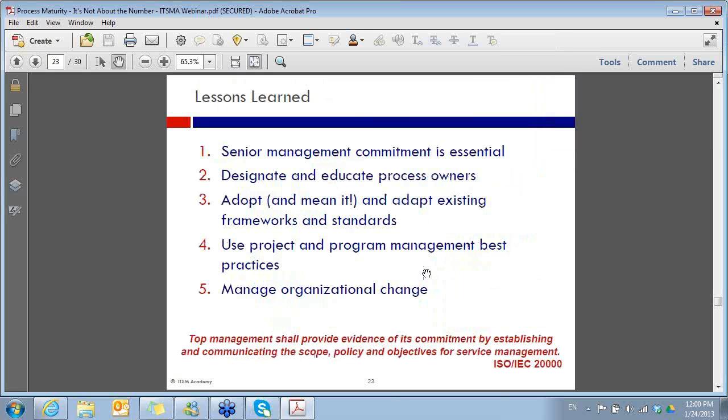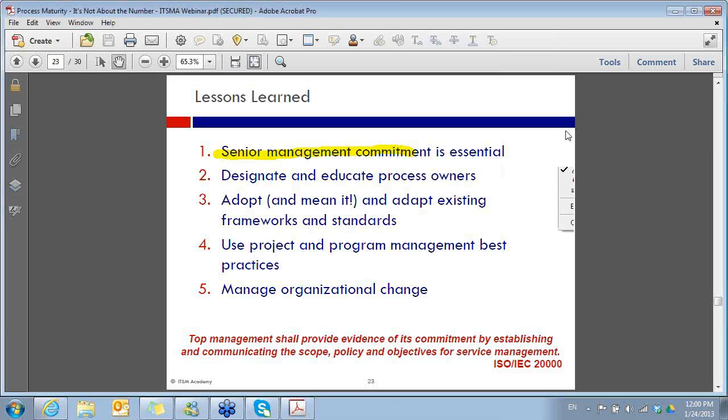So what are some lessons learned with process design and improvement? First of all, senior management commitment is essential. That's not to say you can't have some really good and successful grassroots efforts with process design and improvement, but at some point in time, you need some money, right? You need some funding, and at some time you also need senior management to put those policies in place, because policies really speak to senior management's intent.